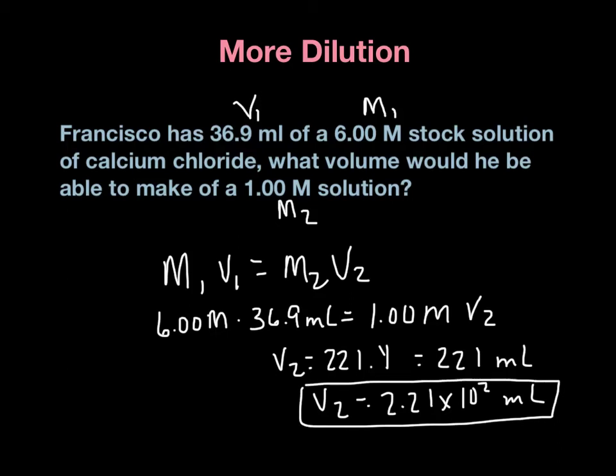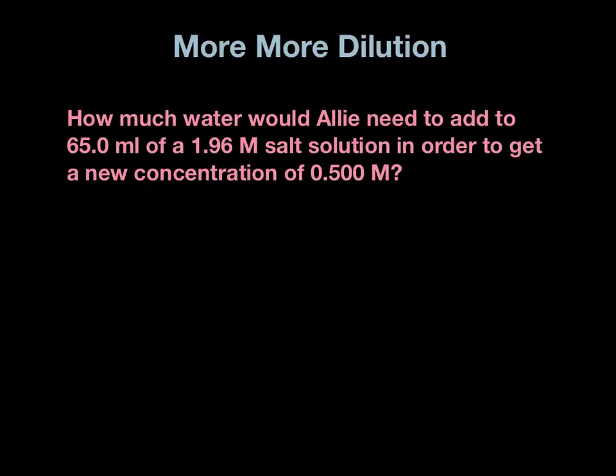Now, is that really what I'm asked to find? I look back up at the problem. What volume would he be able to make? Well, my V2 is my final volume that I end up with, and so yes, that is answering the question. It's always good to go back and see what the question's asking. And we have one more type of problem. This one's a little bit different also.